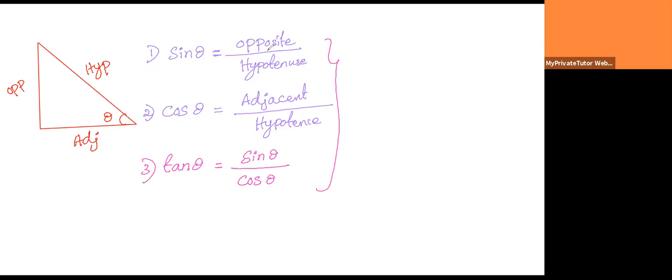Let's go a little quicker now. The fourth one is cosecant, C-O-S-E-C, or else you can write it as C-S-C theta, which is the same, and it is nothing but the reciprocal of sine theta. Which means you just need to divide.